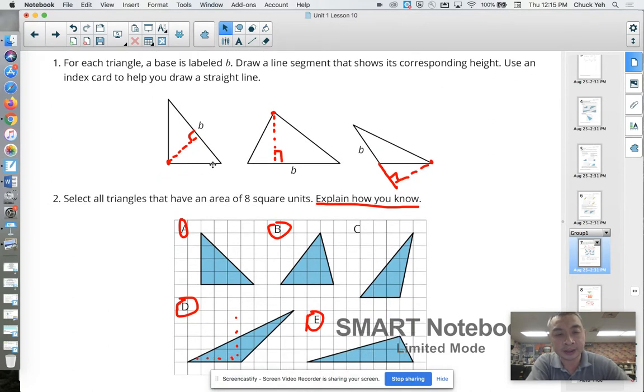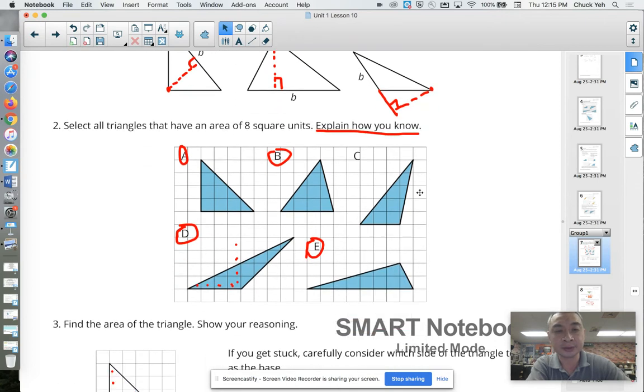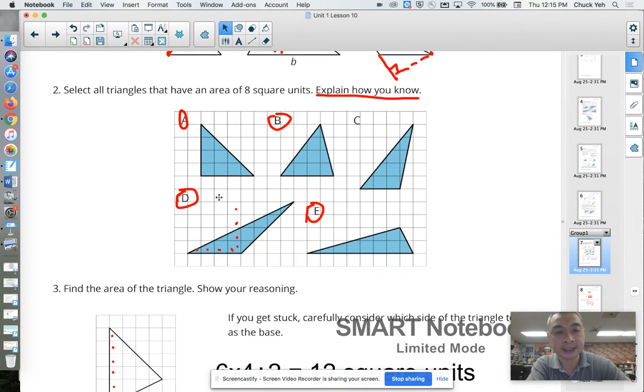Just making sure that the first two triangles are pretty basic, but on the third triangle, a lot of your classmates didn't extend the base. If you extend the base and the opposite vertex is here, then it's a 90-degree angle. On number two, it's A, B, D, and E. D is also an answer because 4 times 4 is 16.